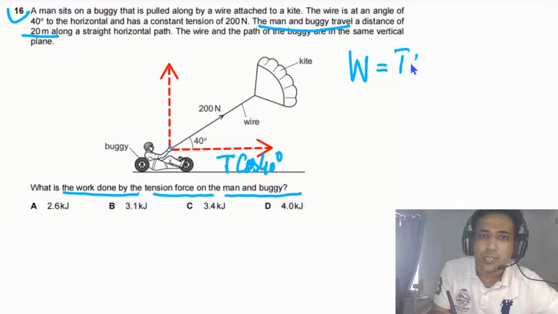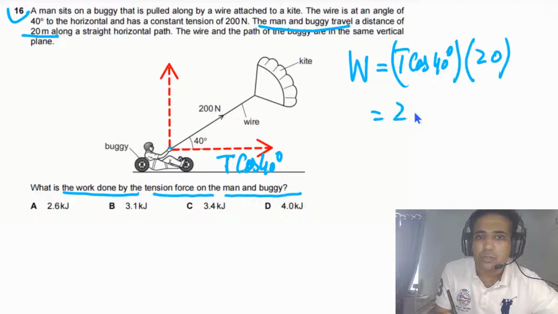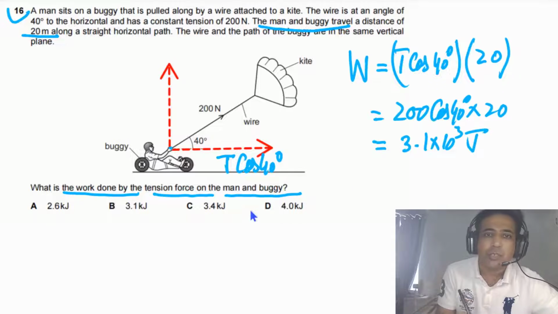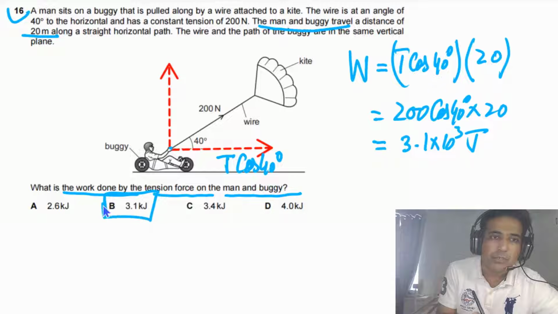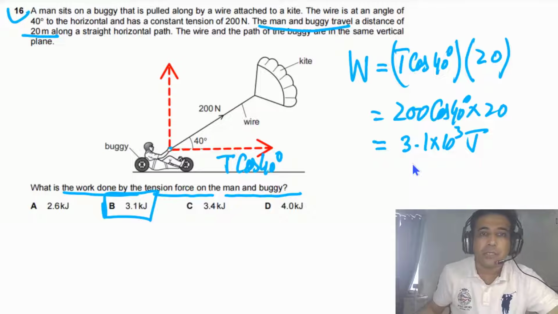So we can write, we have to take the component of tension in the direction of displacement times displacement, and displacement in this case is 20. T in this case is 200. So we have 200 cosine of 40 degrees multiplied by 20, and if we solve this one, we will get 3.1 times 10 to the 3 joules. So the answer for this question is B. Pretty straightforward question. Simply you need to understand work is equal to force times displacement in the direction of force. That's the key concept.